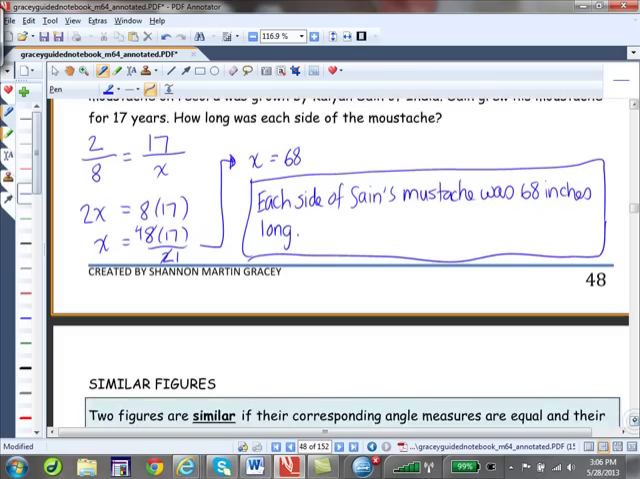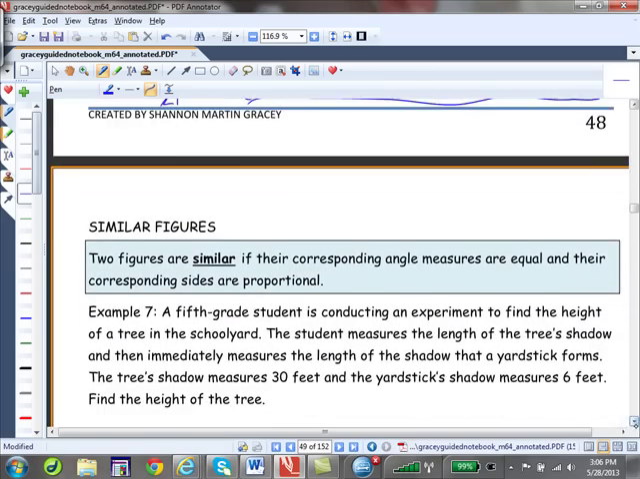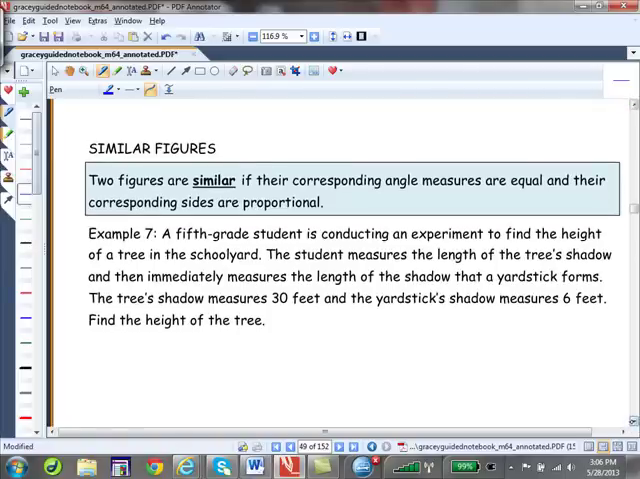So next up, we go into similar figures. Okay. So two figures are considered to be similar if their corresponding angle measures are equal and their corresponding sides are proportional. So in this example, and this often comes up when you compare height to shadows of two different things, you can make two triangles where one's inside the other, and that setup can make it similar.